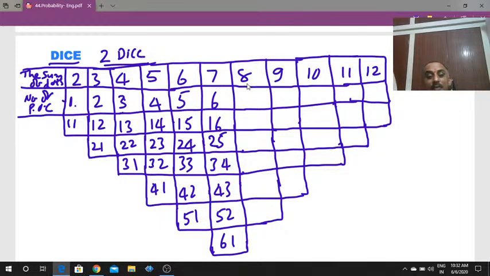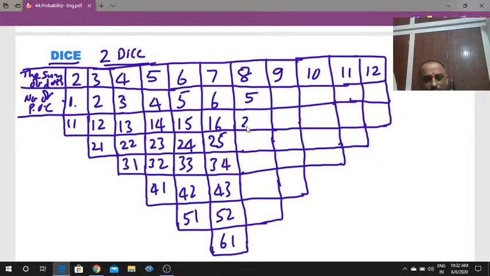8, 8 minus 1, 7, but it is not 7. Because 1 plus 7 is 8, of course, but 7 dots are not there in a die. The maximum number of dots in a die is 6 dots. Therefore, 1 and 7 is not possible, 7 and 1 also is not possible. If the sum of dots is 8, the number of possible outcomes is 5 only. Now onwards it will decrease.